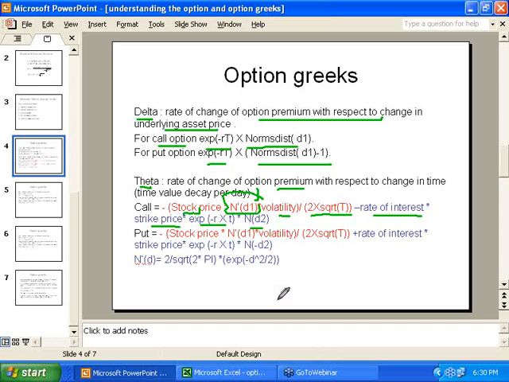This n dash D1 is expressed as 1 divided by square root of 2 pi into exponential to the power d square by 2. So this is the n dash D1 formula. So this is represented as theta, the rate of change of option premium, at what rate it should change, in rupee term, with respect to the change in the time. So that is known as your theta.